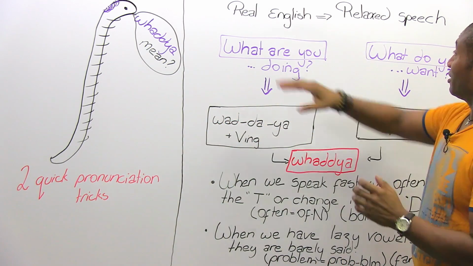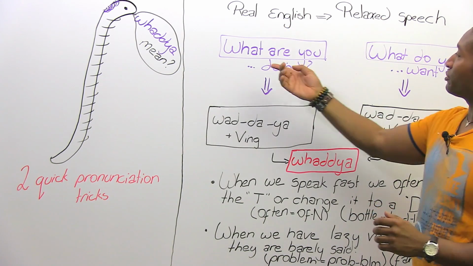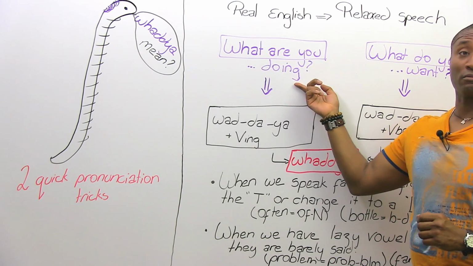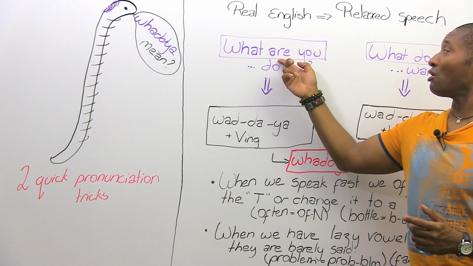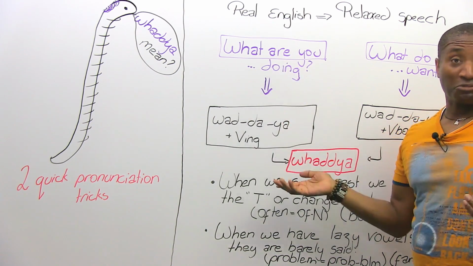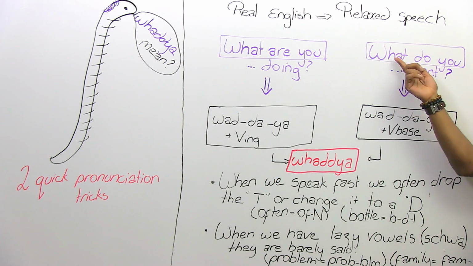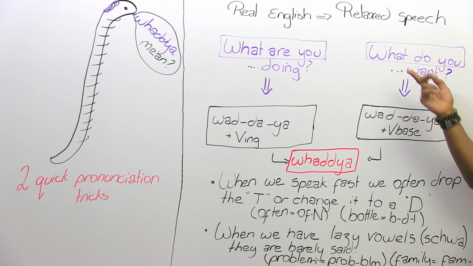First things first. This is real English, relaxed speech. I have 2 statements. The first statement is, what are you doing? Right? What are you doing? Pretty clear and understandable. And the second statement is, what do you want? They're not the same at all. You can see with your eyes.